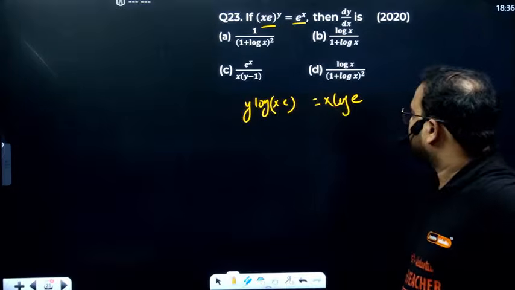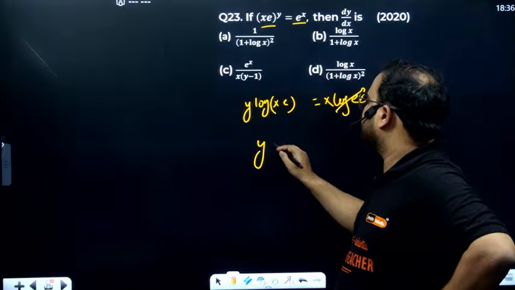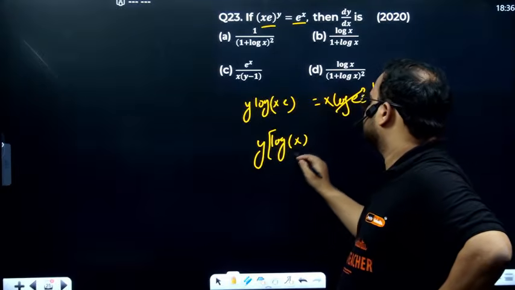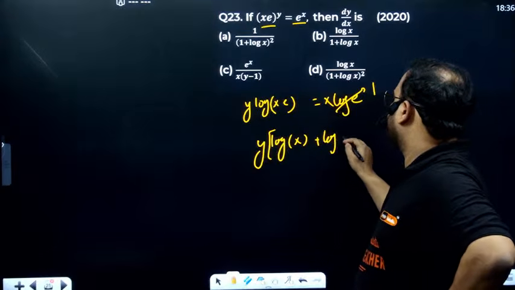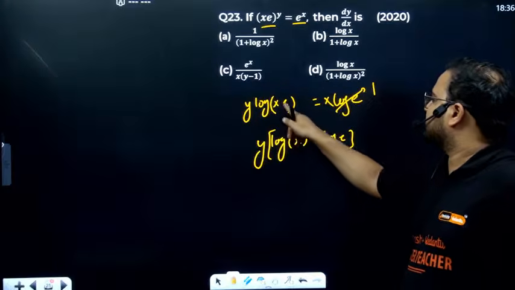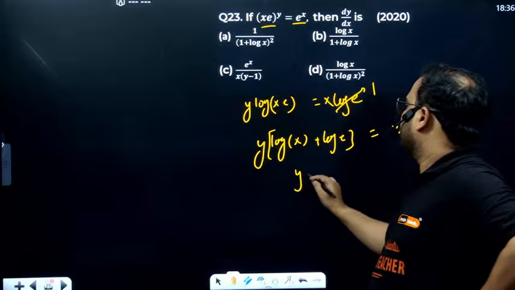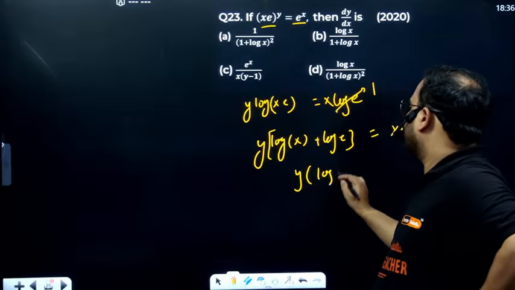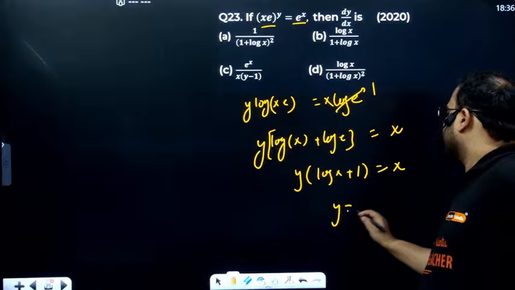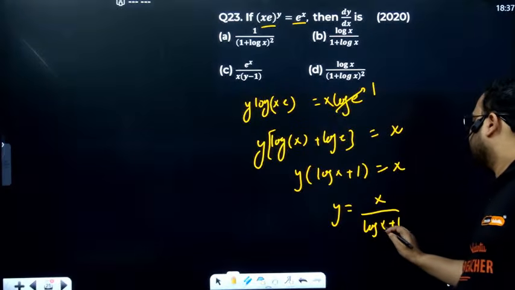Correct? Log e value is 1. You'll have y times of log of x plus log of e. We are doing the product rule application. So log x plus log e is log of x into e. This is equal to x. Check here. This is y of log x plus 1. This is x. So my y value is coming as x upon log x plus 1.